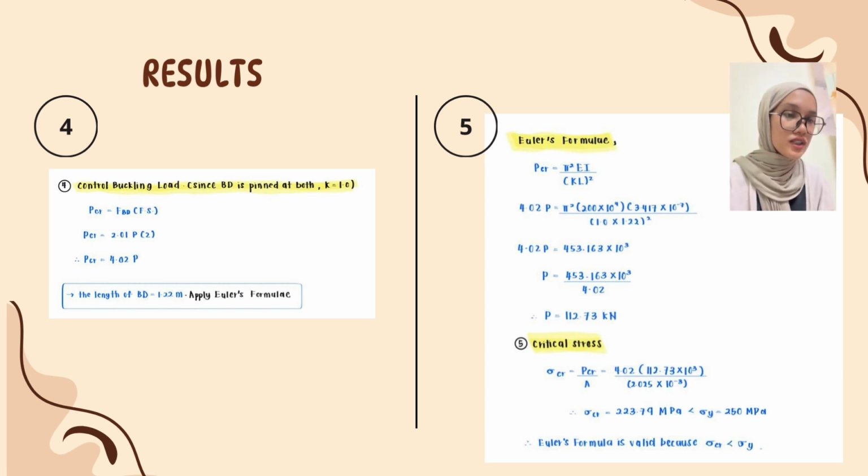So to make sure this Euler's formula is valid or not, we use the formula of critical stress, which is sigma CR equal to PCR over A. So we got sigma CR equals 223.79 MPa, which is less than sigma Y equal to 250 MPa. So the sigma CR is smaller than the sigma Y. So Euler's formula is valid for this case.